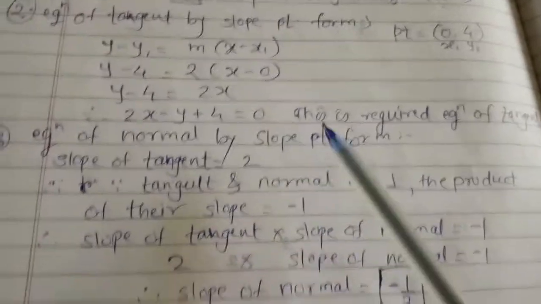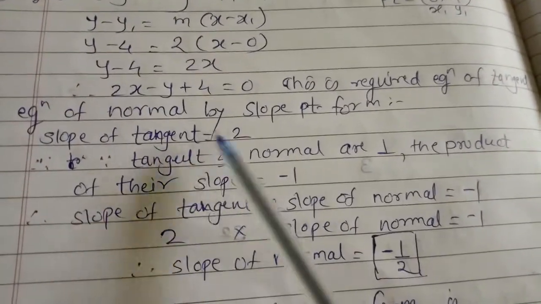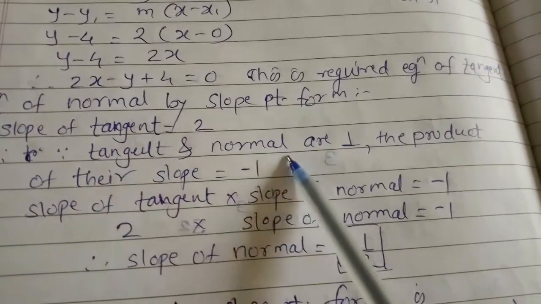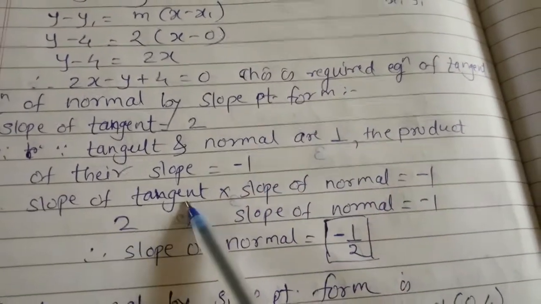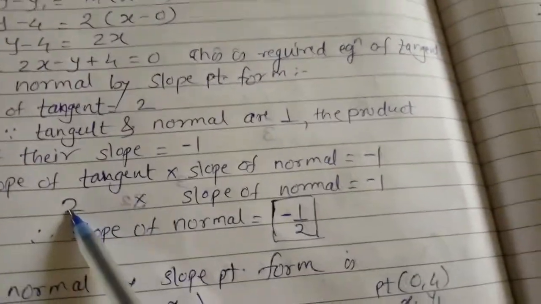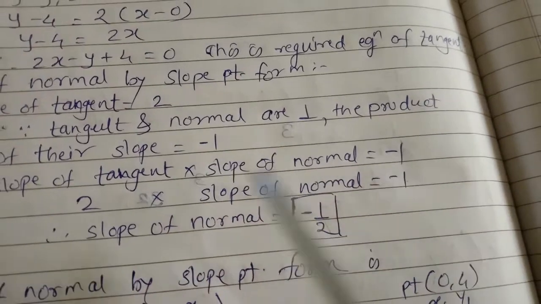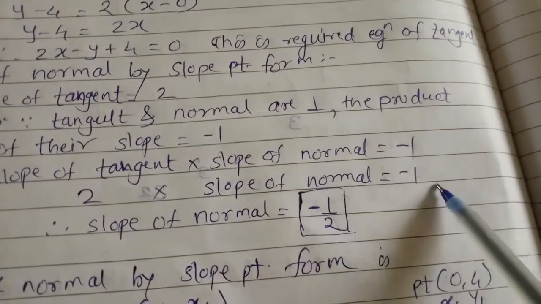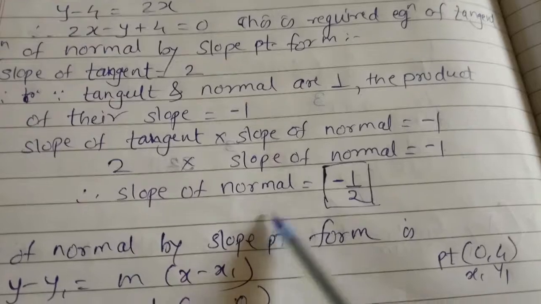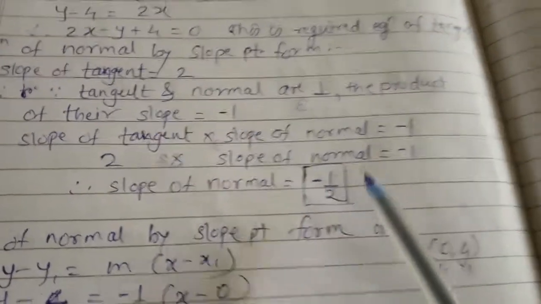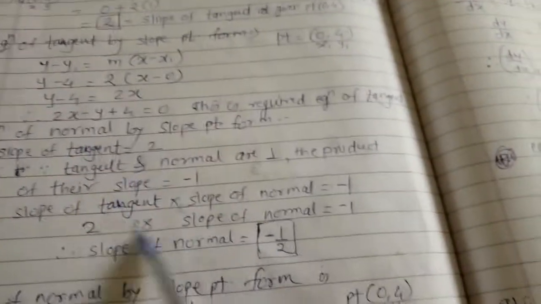We can also find it by calculation. So the slope of the tangent is 2. The tangent and normal are perpendicular, so the product of their slopes is minus 1. So slope of tangent into slope of normal is minus 1. So 2 into slope of the normal is equal to minus 1. And so the slope of the normal is minus half. There is no need to write all these things in the exam.